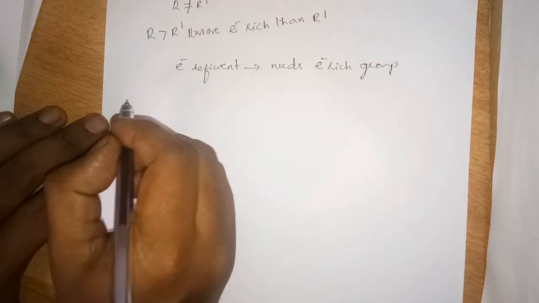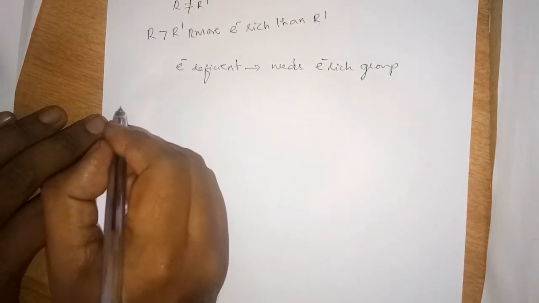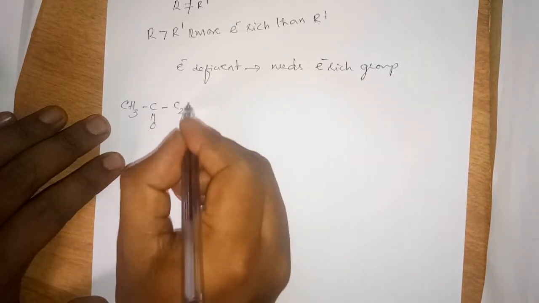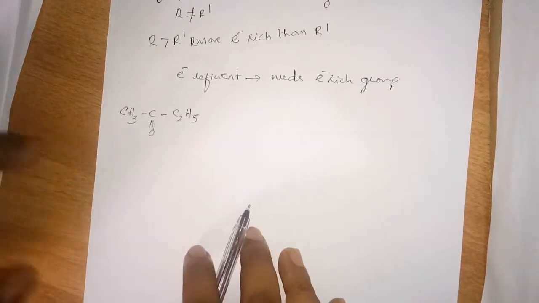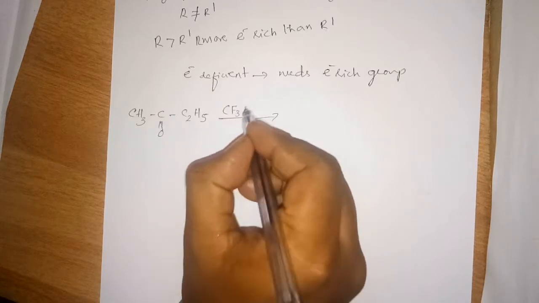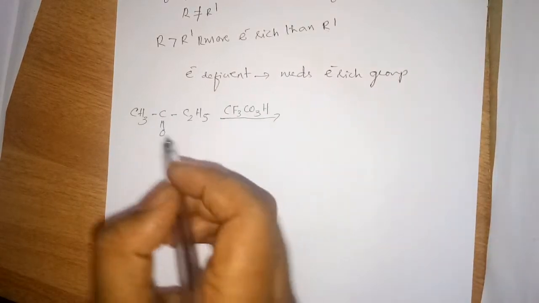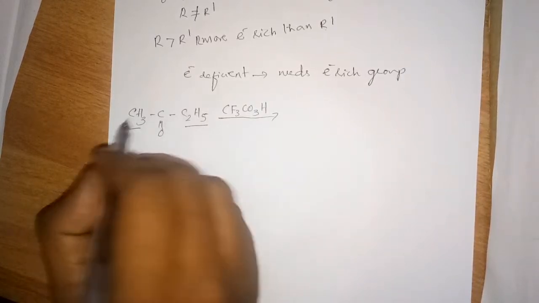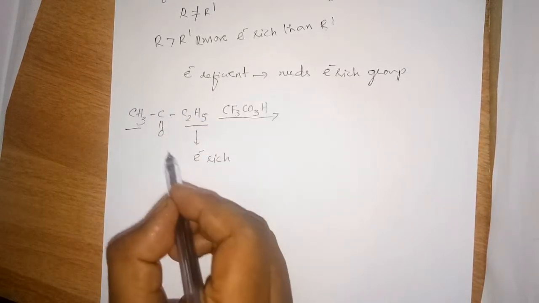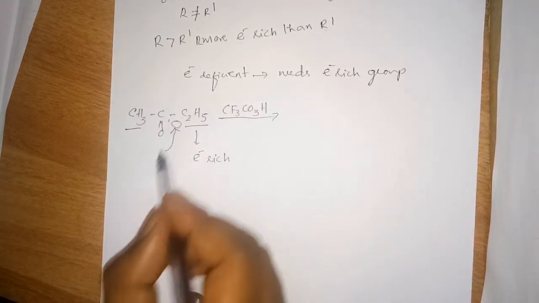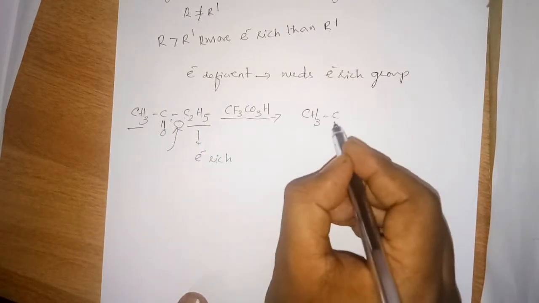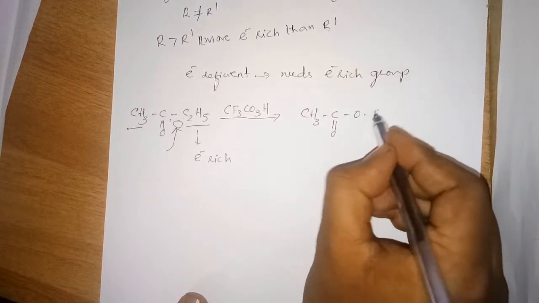So here we can take another example, CH3 CO C2H5. In this case we can use some trifluoroperacetic acid. So here the methyl and ethyl. On comparison with methyl, ethyl is more electron rich. Therefore the oxygen will enter here, in between CO and C2H5. So we will get CH3 CO O C2H5.